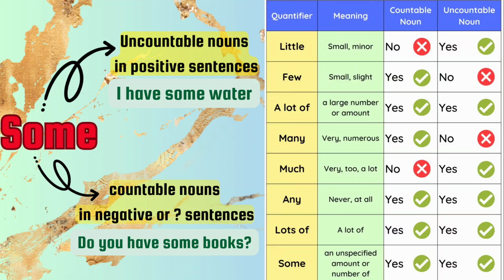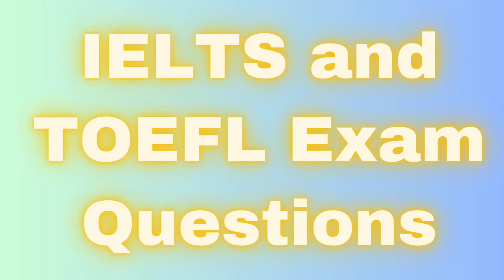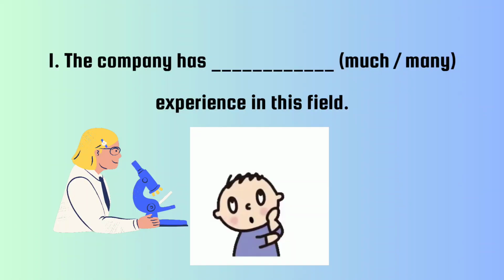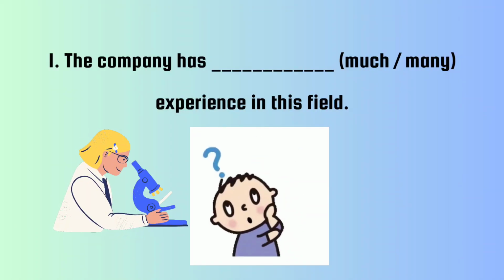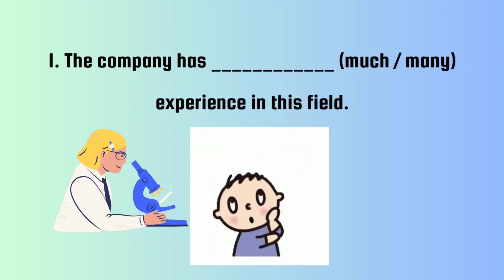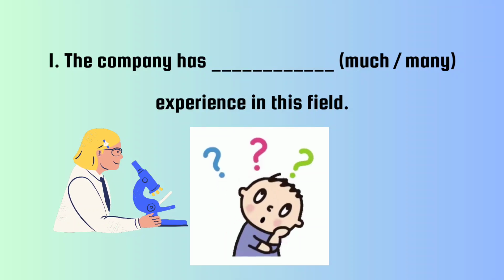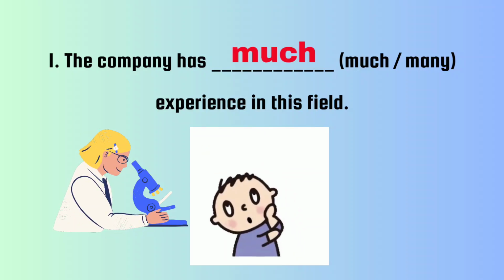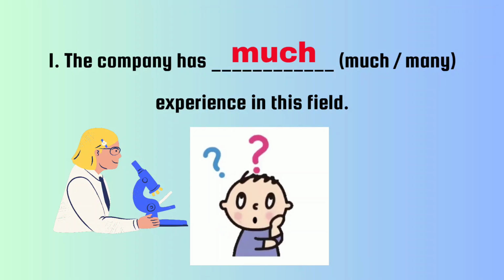Now, let's talk about IELTS and TOEFL exam questions. In IELTS and TOEFL exams, there are questions about countable and uncountable nouns that need to be answered correctly. For example, the company has blank experience in this field. Which one is correct? Much or many? Yes, the answer is much. The company has much experience in this field.